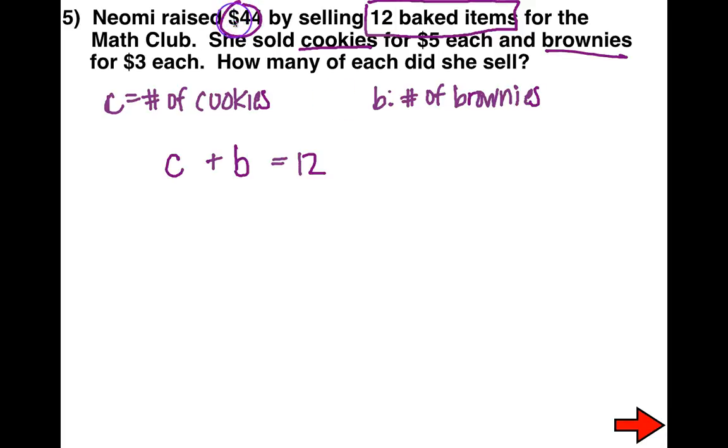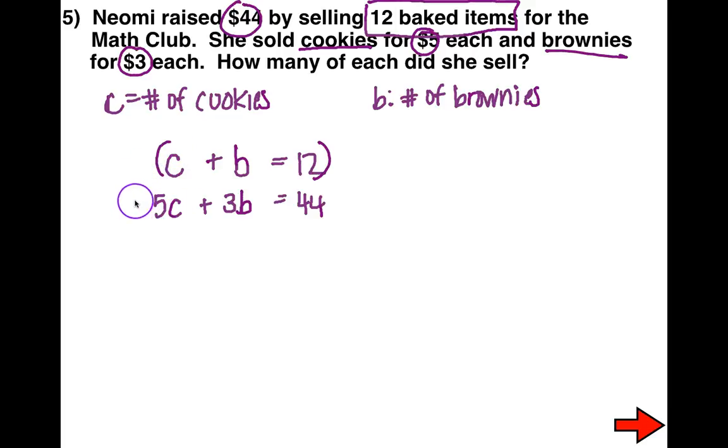Now the next one is, how did we come up with the total of $44? Well, it's because each cookie cost $5. So let's go ahead and write 5 times C. And each brownie costs $3, so that's going to be 3B. So here you have your system. I'm just going to go ahead and solve. In this case, I am going to go ahead and practice using the elimination, since last time I used substitution.